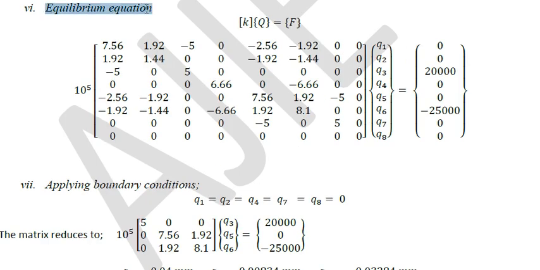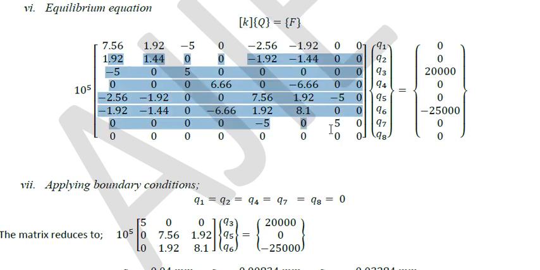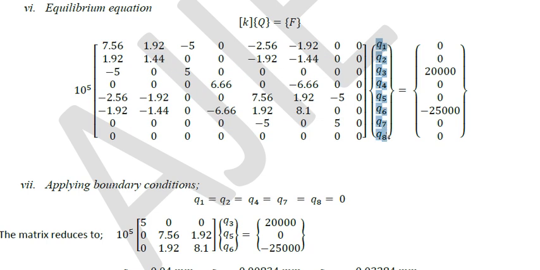The equilibrium equation is the same as that of the bar equation. KQ is equal to F. The K value I have to take. Q is 1, 2, 3, 4, 5, 6 as it is, I have maintained. This is the condition. What is the boundary condition?